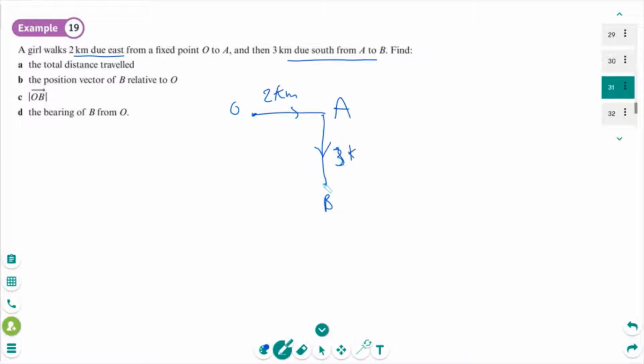Find the total distance traveled. It's not Pythagoras, because she has walked 2k plus 3k. So the total distance traveled is simply 2 plus 3, which is 5 kilometers.